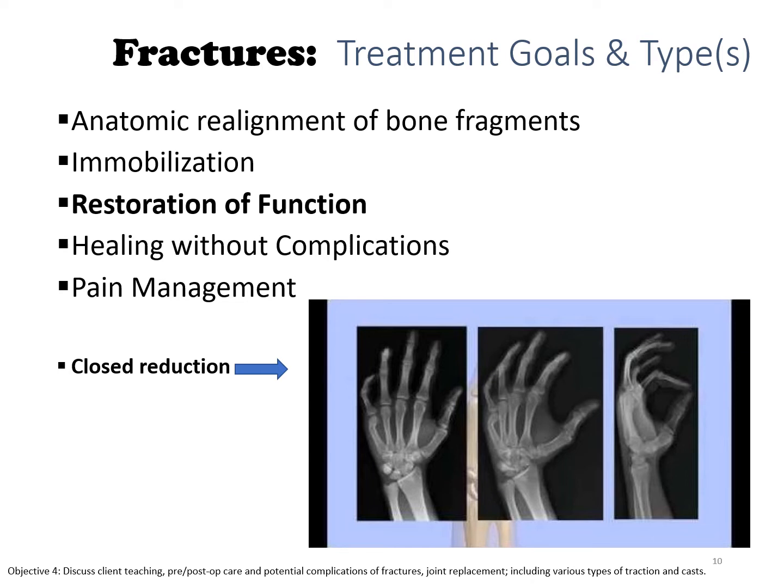And it's usually done under local or general anesthesia, and then they typically put it in a cast or a splint, sometimes a brace, something that's going to apply and maintain the alignment and immobilize it at the same time until the healing occurs.